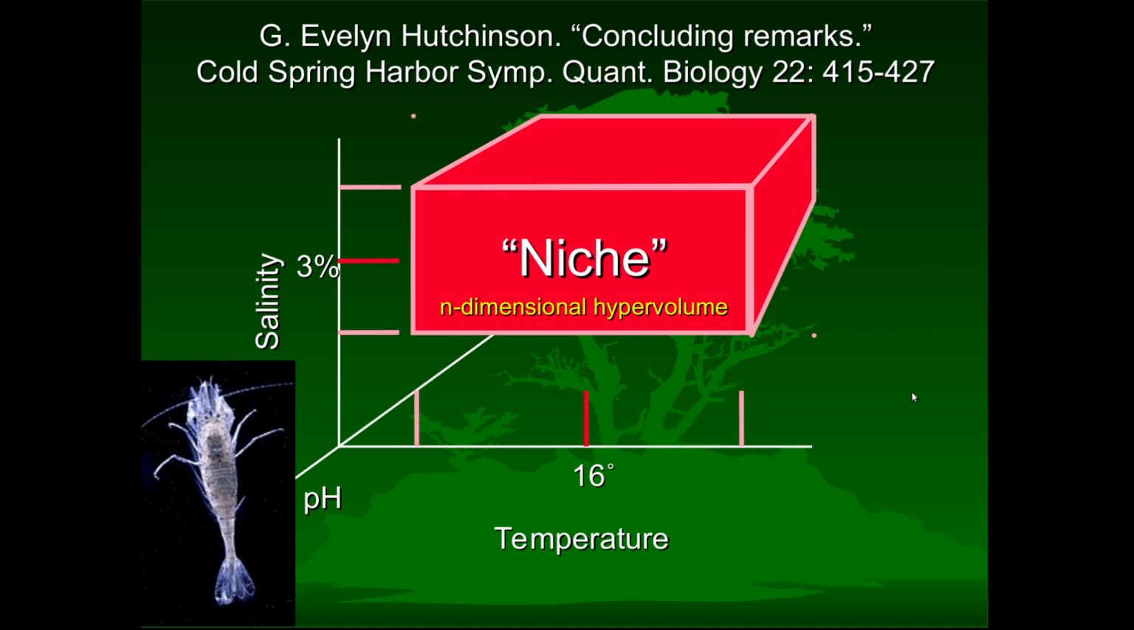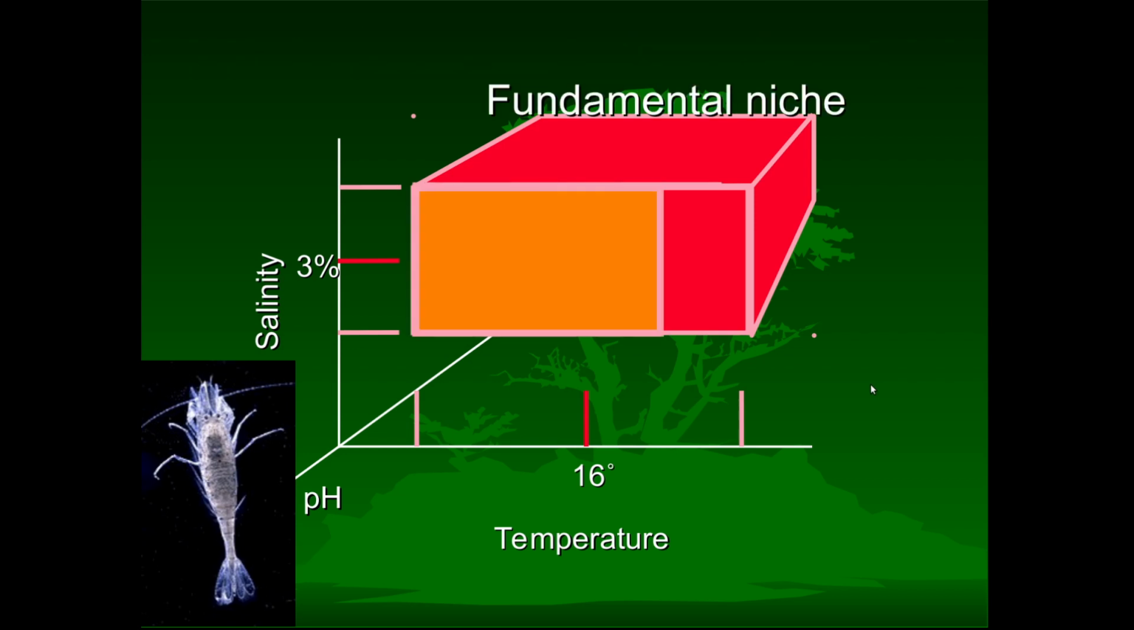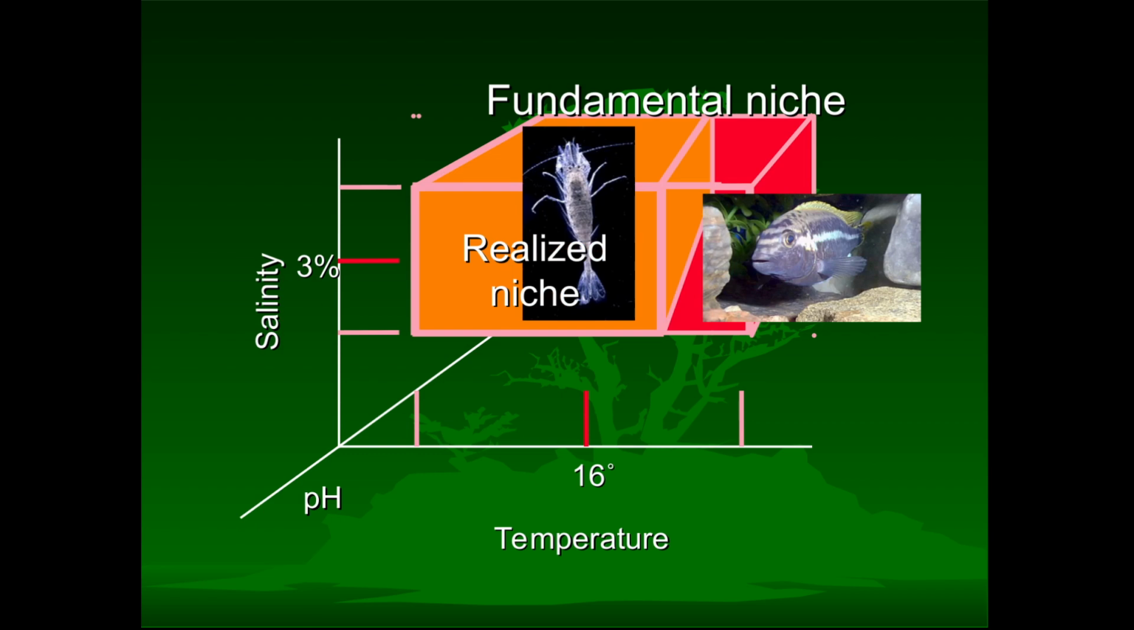And this idea of equating the species niche with an n-dimensional hypervolume originated with G. Evelyn Hutchinson in 1957 in a paper entitled Concluding Remarks of a Symposium on Ecology. I've drawn the niche as a rectangular volume, but in reality it can be any shape, and it's not likely to be rectangular. And remember, the presence of competitors and predators may restrict the niche of the species.